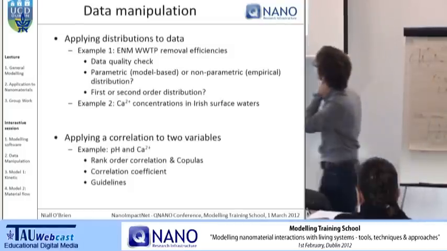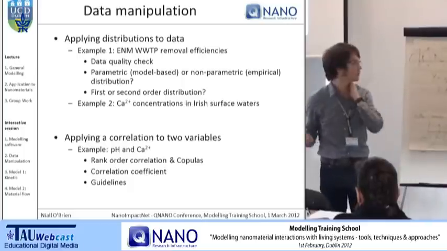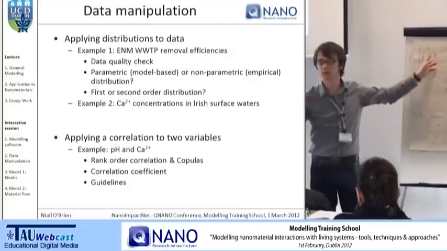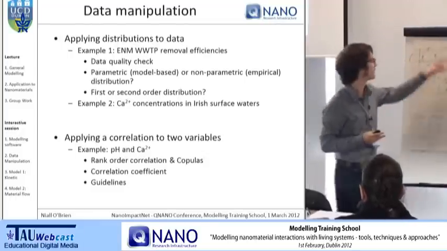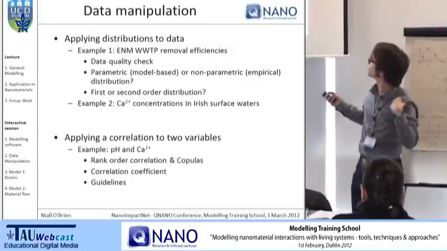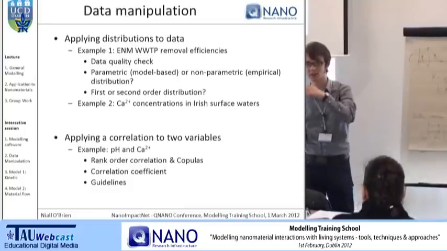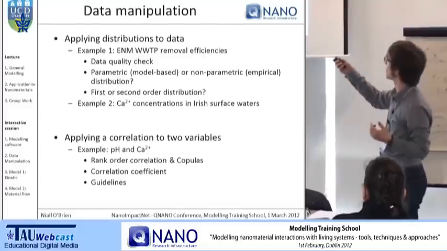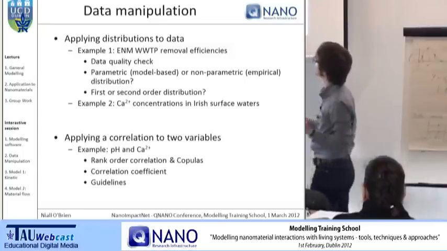So, if we talk about data manipulation, we can apply distributions to data. We can apply a correlation to 2 variables. So again, 2 variables. They might both be variable within the model, but they vary together. There is some connection between these, a correlation between them. So you don't want completely random sampling from each one. So let's say pH and calcium concentration of waters, there is a correlation there. You can see. So you can do rank order correlation, copulas, look at the correlation coefficient, and guidelines for this.